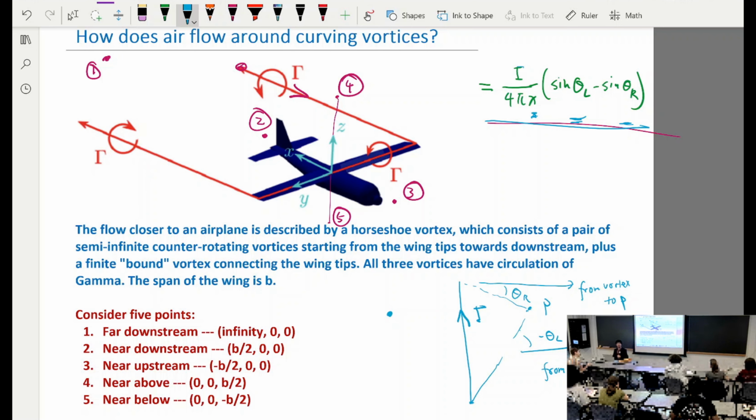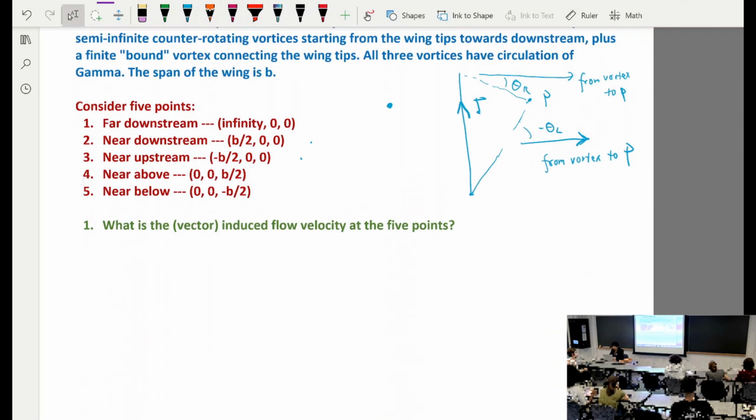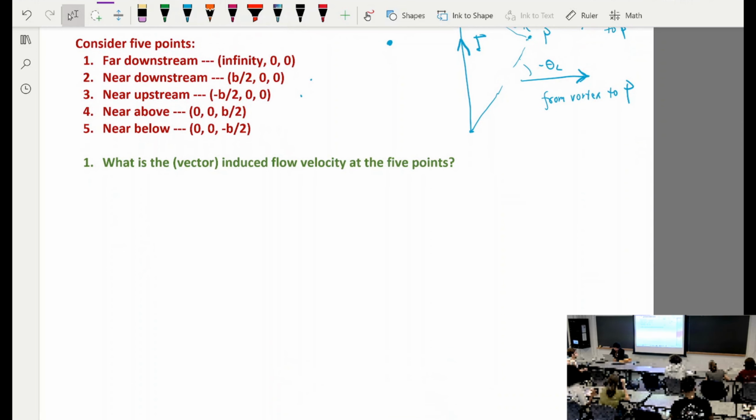Any other questions I can clarify before I go into these examples? Okay, now going to the examples, let's consider the first point. Everything for 1, 2, and 3 is in the xy plane, so both the observation points and all the vortices are in the xy plane, which means z equals 0. So let's just draw question 1 in the xy plane. x is this way, y is that way.